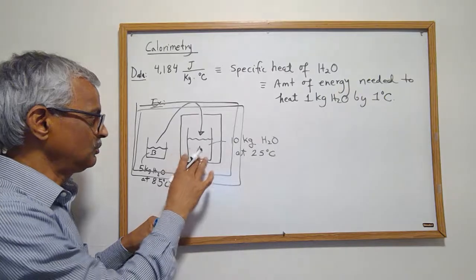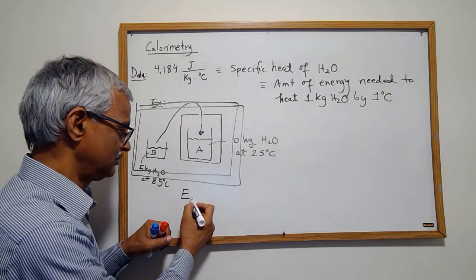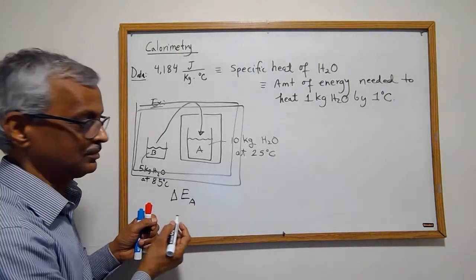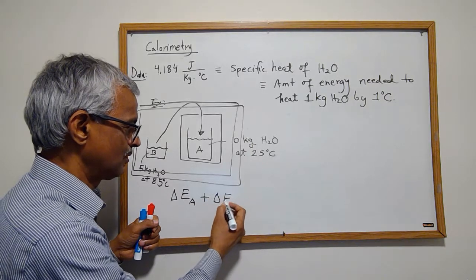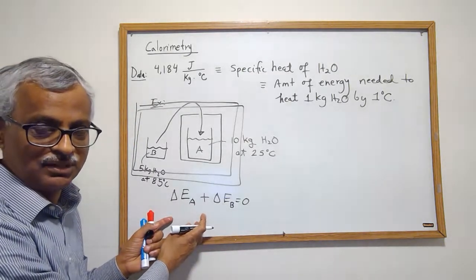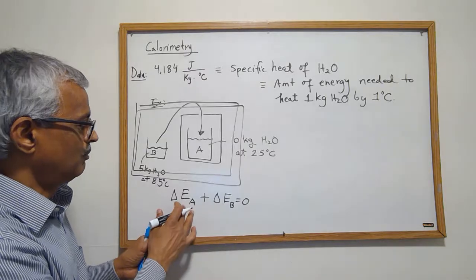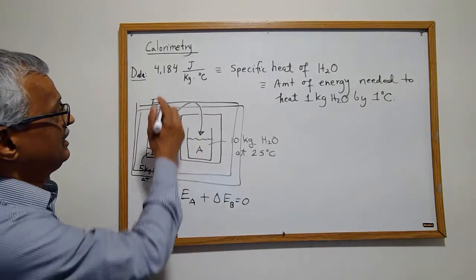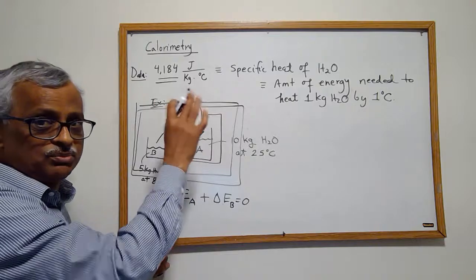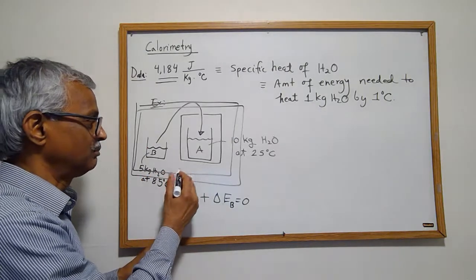So you can see that energy of A plus energy of B has to be fixed, right? I don't know how much energy A has, it's got some. So we'll say change in A plus change in B equals 0. That is the energy conservation principle for this isolated system. By using that, and knowing this data, that it takes this many joules to change temperature by 1 degree Celsius, I would be able to figure out the final temperature.